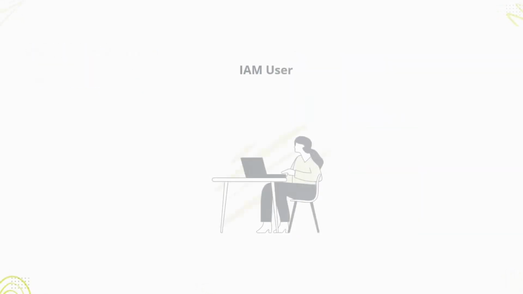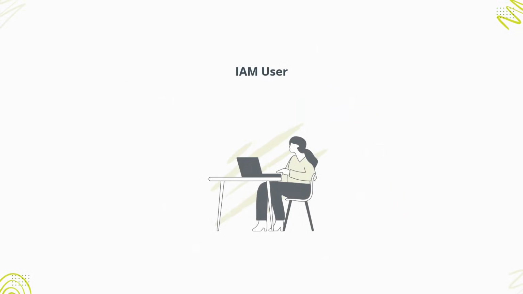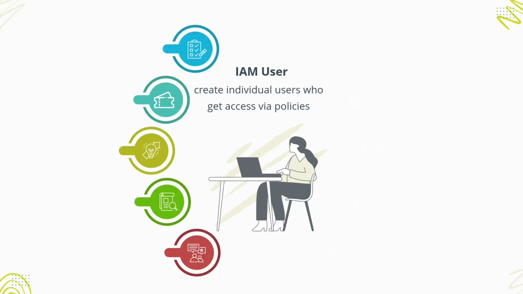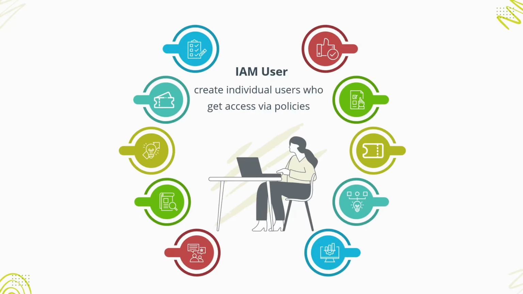Now, I will attempt to break down what IAM users and roles are in the traditional IAM setting. With traditional IAM, you create individual users who get access via policies attached to them. These users are specific to each AWS account. So in a situation where you have 50 AWS accounts and a developer needs access to 40 of them, you would create a separate IAM user in every single account.